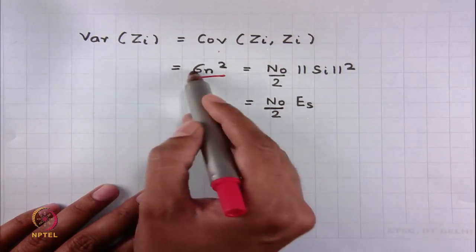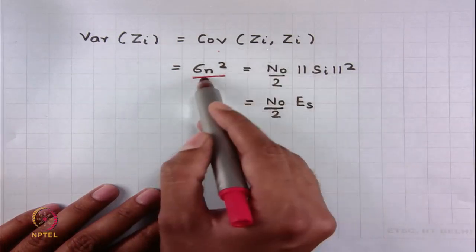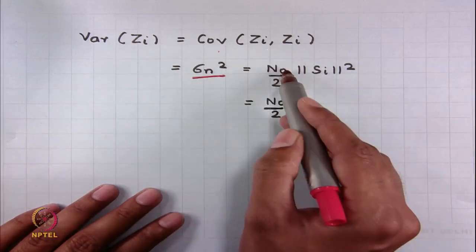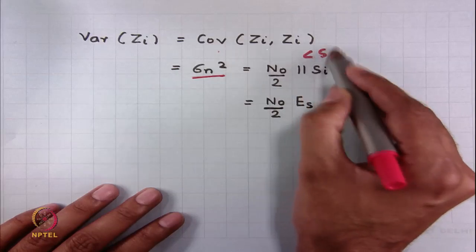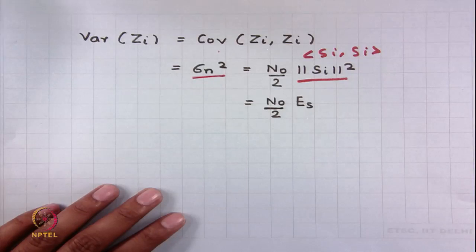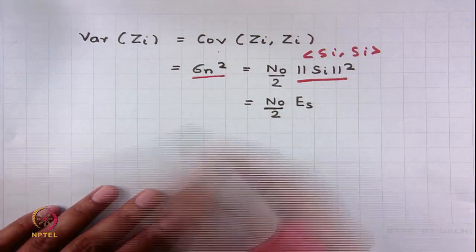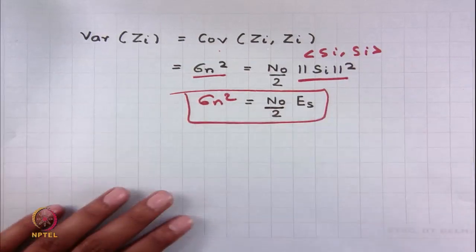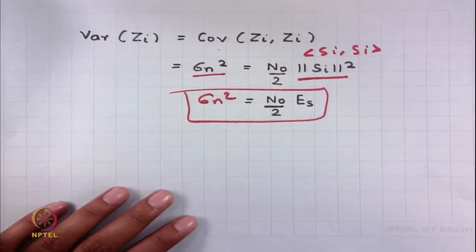The delta impulse function is 1 if j is the same as i. So this is just sigma n square, and this will be N0 by 2 times the inner product of Si with Si, and the inner product of Si with Si is the norm square of Si. So we have sigma n square is N0 by 2 times Es, the energy of the signal.